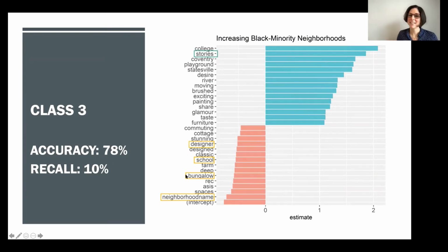In our increasingly Black and minority neighborhoods, stories is not about books, but stories is about two-story homes. So in Charlotte, closer to the center city, we mainly have ranch or single family homes, just based on when the city was developed. And those are in these older suburbs where they might advertise having multiple stories. And what's negatively associated with our Black homebuyer neighborhoods: schools don't tend to be mentioned, bungalows, and the neighborhood name is really negatively associated, designer.